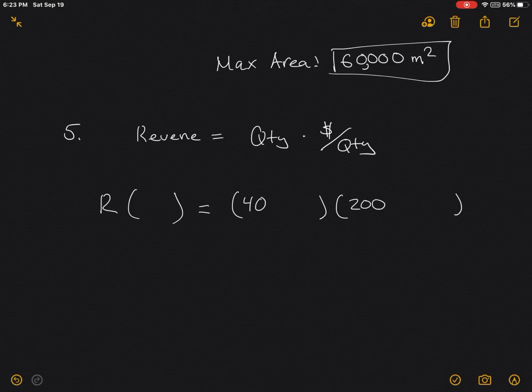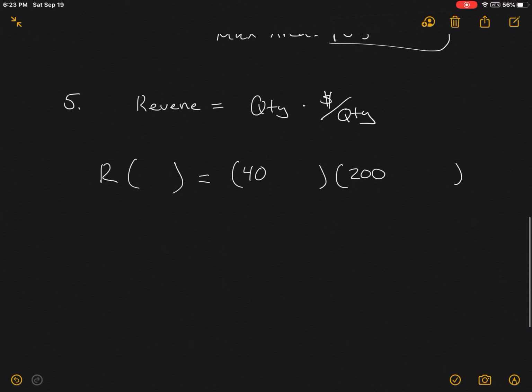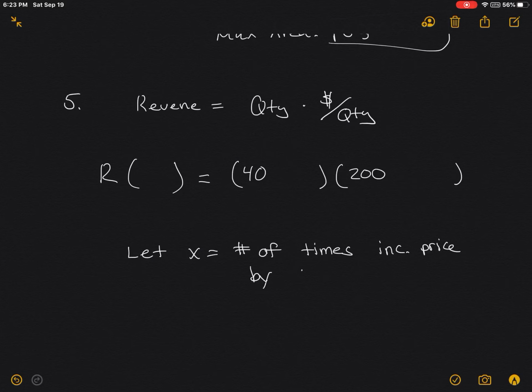It says, for each $10 increase in price, one less system per month is sold. So here is the key to the problem. You want to let x equal the number of times you increase the price by $10. So if x is 1, you increase it by $10 one time. If x is 2, you increase it twice, and of course, so forth. So x is the number of times you increase the price by $10.